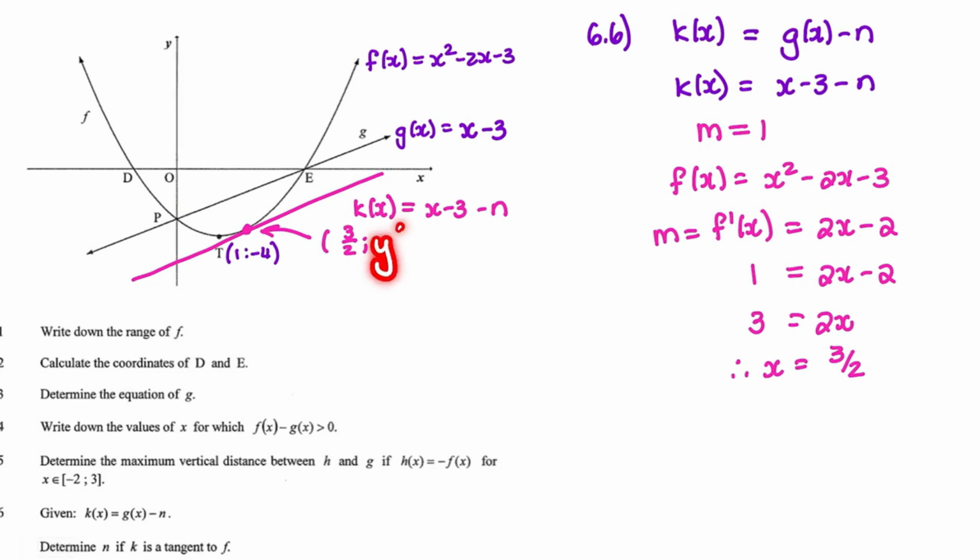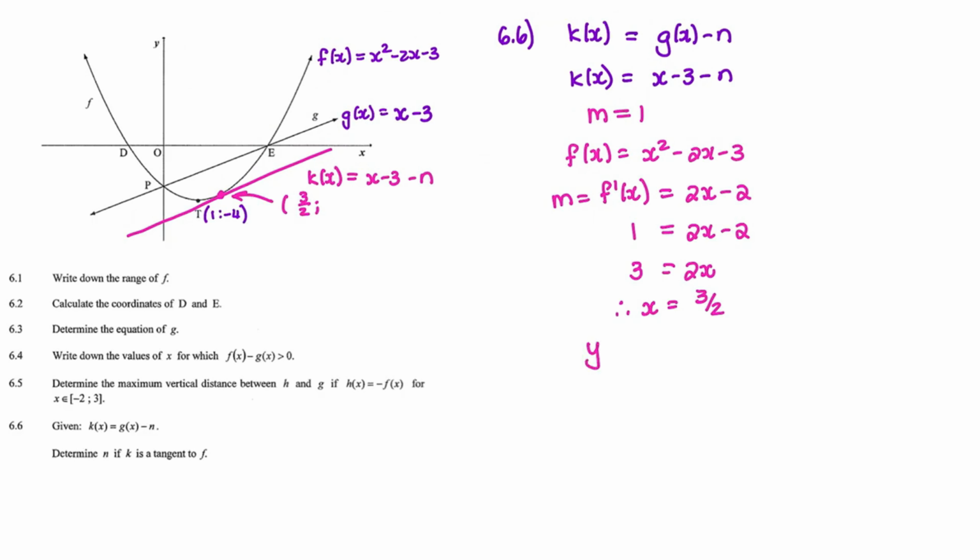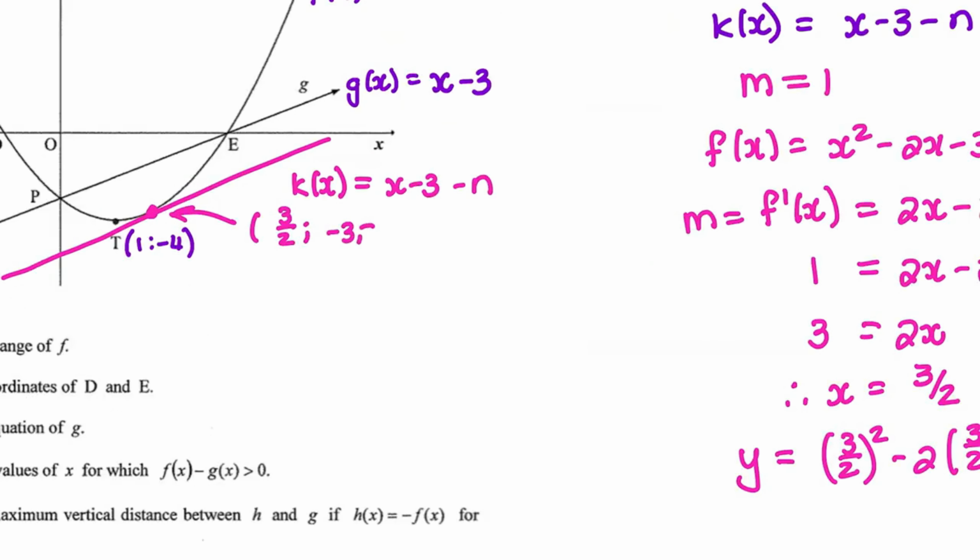So in order to find the y value, I can use the equation of f(x) and substitute that x value in the place of x in this equation. So we'll have y is equal to (3 over 2) squared minus 2 times 3 over 2 minus 3. And that means that y is equal to negative 3.75. So you can use your calculator. And now we have the coordinates of a point on the line of k(x).